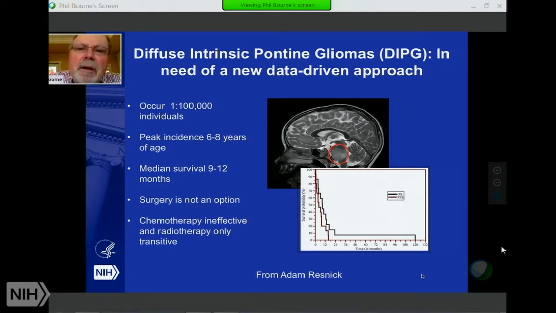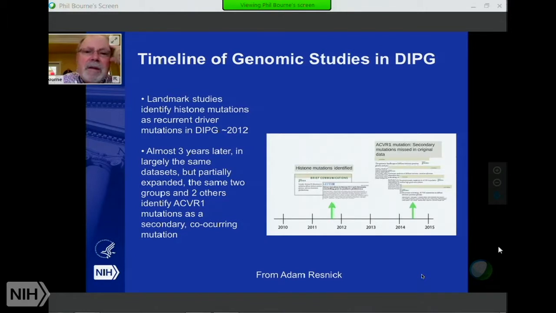Diffuse intrinsic pontine gliomas, DIPGs, is a form of brain cancer that occurs in about 1 in 100,000 individuals. It peaks at around 6 to 8 years of age, and as you can see from the survival curve in the bottom right, is not very encouraging. It's in the order of 9 to 12 months. Surgery for this kind of condition is not really possible. Chemotherapy is ineffective, and radiotherapy is typically only transient and adds very little time to life expectancy. So clearly a distressing and important problem.